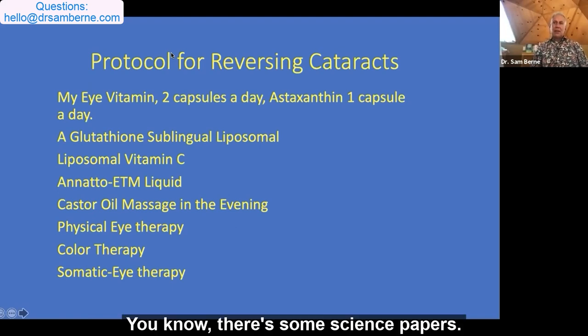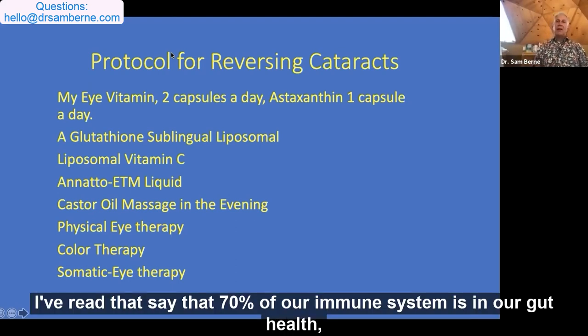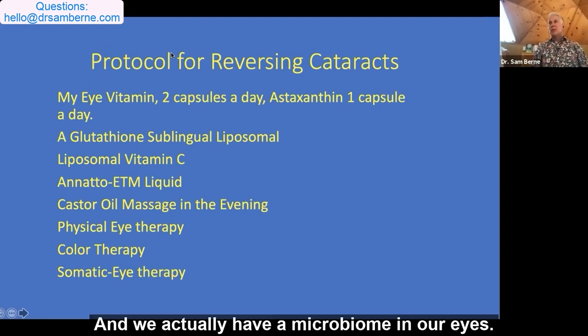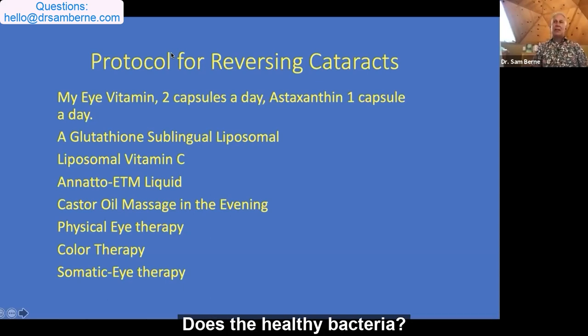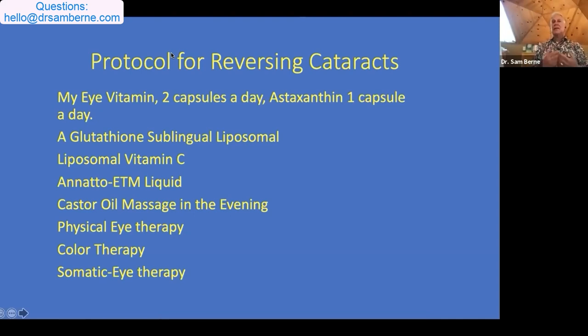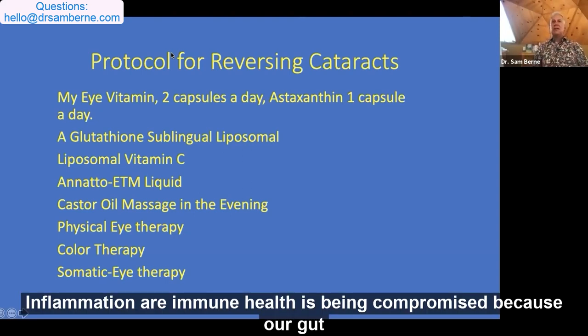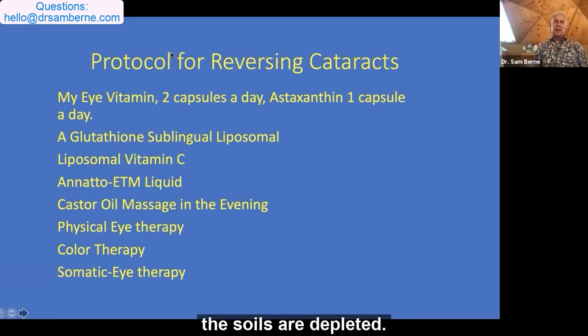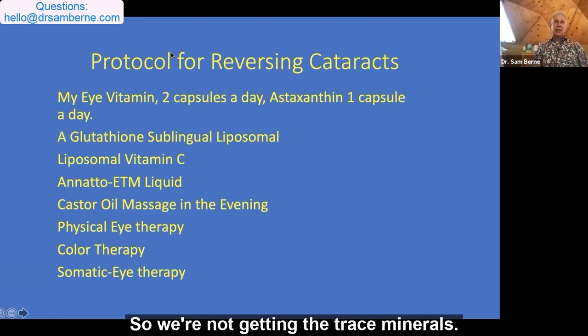You know, there are some science papers I've read that say that 70% of our immune system is in our gut health, in our microbiome. And we actually have a microbiome in our eyes. Those are the healthy bacteria. And because of toxicity, stress, and inflammation, our immune health is being compromised because our gut doesn't have the healthy microbiome. And part of that is due to the soils being depleted, so we're not getting the trace minerals we used to get.